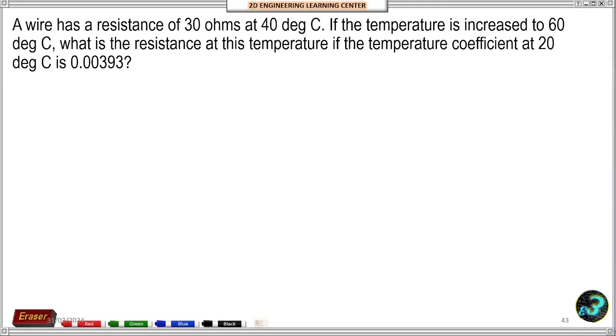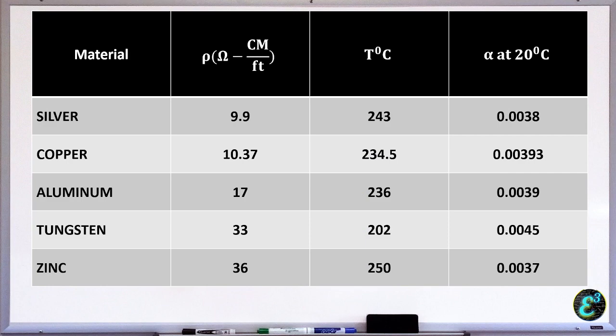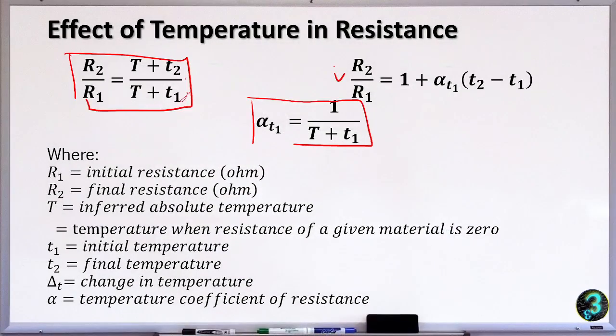Okay, so a wire has a resistance of 30 ohms at 40 degrees Celsius. If the temperature is increased to 60 degrees, what is the resistance at this temperature if the temperature coefficient at 20 degrees Celsius is 0.00393? No, so ito, this is one also of the hardest problem, no? Pwede ibigay during the RME exam, no? So this type of problem will utilize, no? Gagamitin nyo talaga lahat ng formula to, no? So all of these formula, okay?